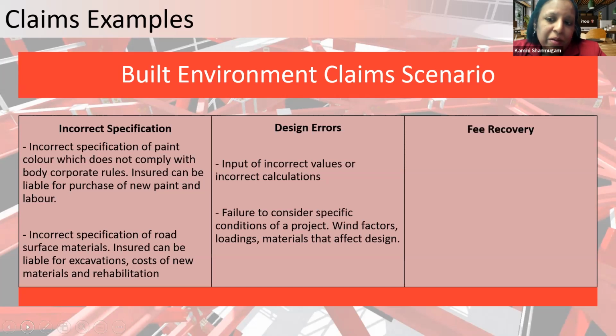Okay, a failure to consider specific project conditions. An example of that would be, for instance, if the insured was designing a waste disposal plant, but the engineer fails to consider the organic nature of the materials passing through the plant. The plant may then not be fit for purpose. It may not be able to sufficiently dispel the waste, and that would be a failure to consider a project specification.